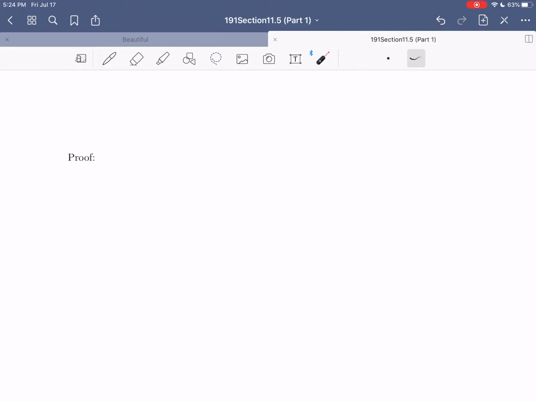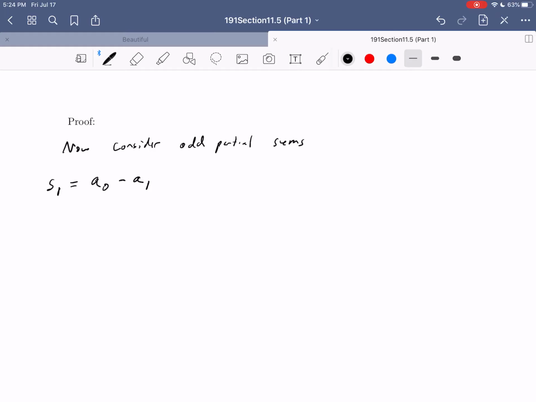All right, let's go ahead and give ourselves another page here. So now consider the odd partial sums. Let's try to do the same trick. So now we'd be considering S1, which would be A0 minus A1. S3, which would be A0 minus A1 plus A2 minus A3. S5, which would be A0 minus A1 plus A2 minus A3 plus A4 minus A5. And I think that should be enough. Okay, let's try to do the same sort of trick and see if we can do some clever grouping here.